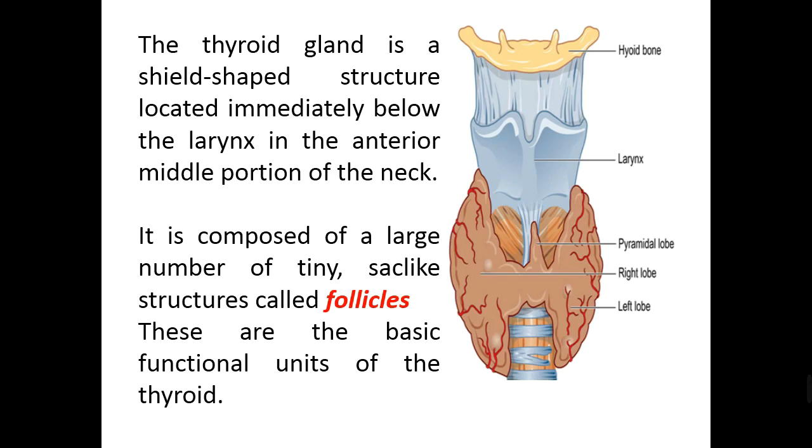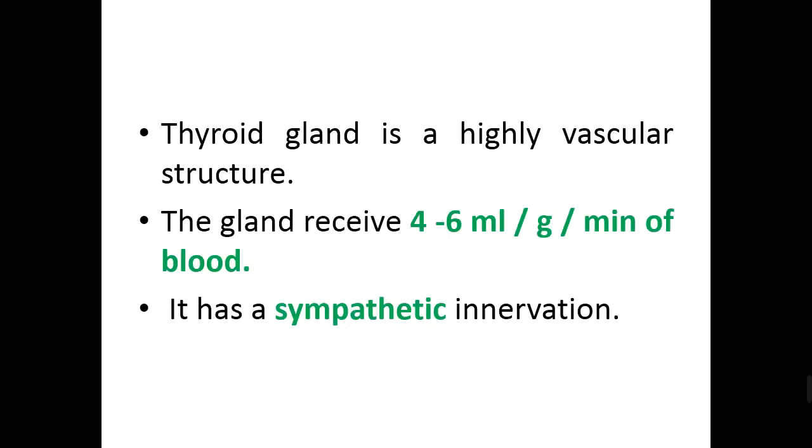It is composed of large number of tiny sac-like structures called follicles. These are the basic functional unit of the thyroid gland. Thyroid gland is a highly vascular structure. It receives about 4 to 6 ml per gram per minute of blood. It has sympathetic innervation.